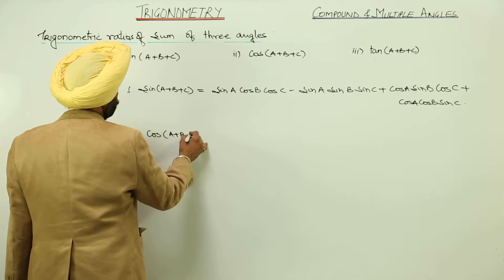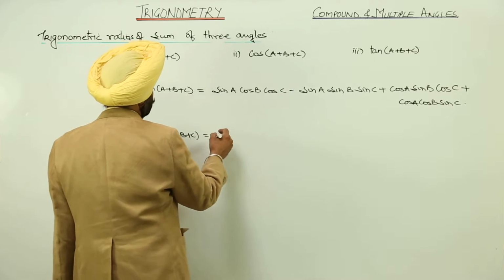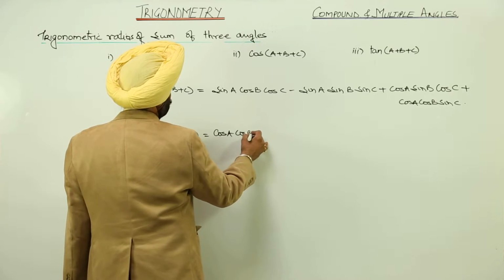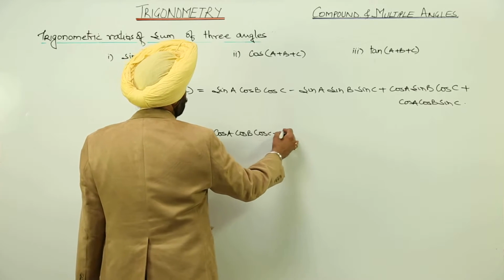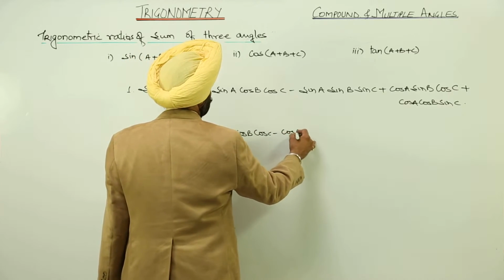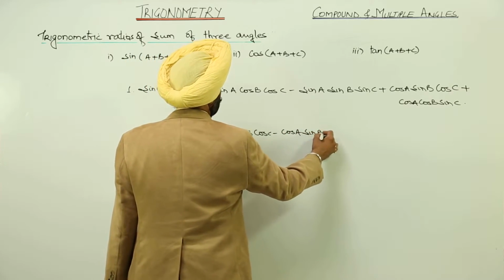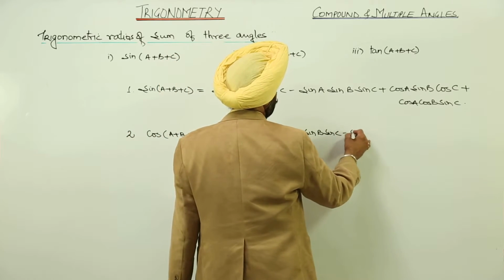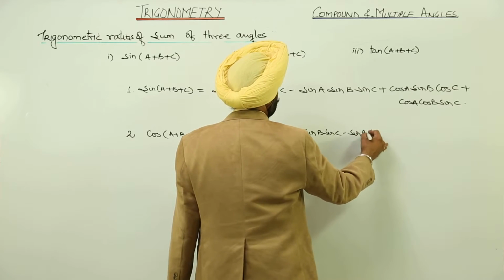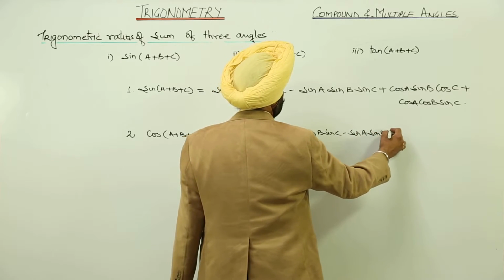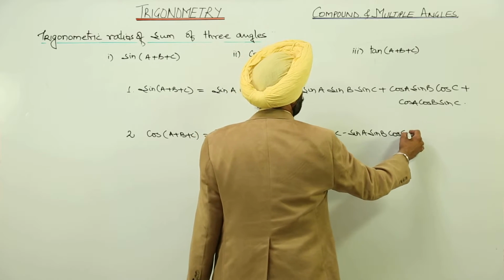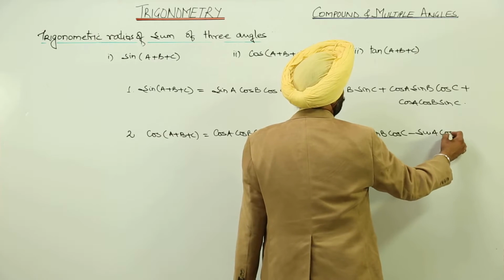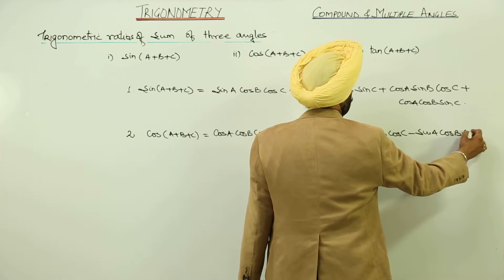cos(A + B + C) is equal to cos A cos B cos C, negative of cos A sin B sin C, negative of sin A sin B cos C, negative of sin A cos B sin C.